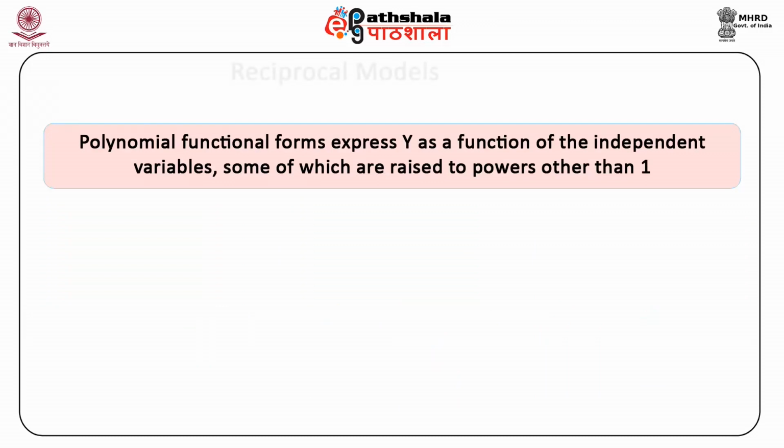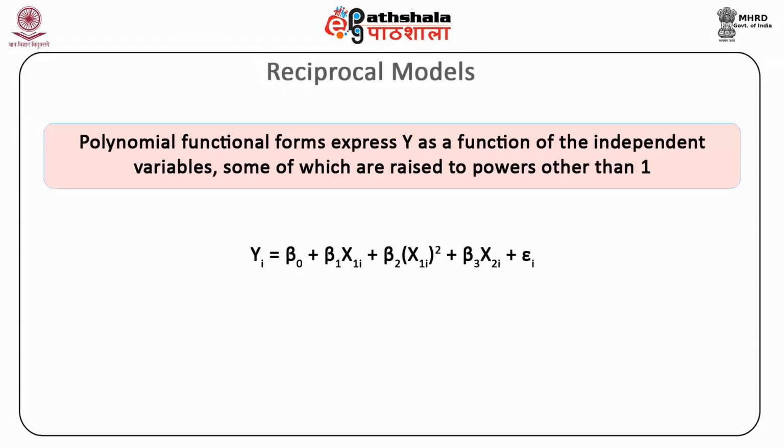Polynomial functional forms express y as a function of the independent variables, some of which are raised to powers other than 1. For example, in a second-degree polynomial, also called a quadratic equation, at least one independent variable is squared. So we can write yi = beta 0 + beta 1 x1i + beta 2 x1i squared + beta 3 x2i + epsilon i. The slope of y with respect to x1 in this equation is delta y/delta x1 = beta 1 + 2 beta 2 x1. Note that the slope depends on the level of x1 now.